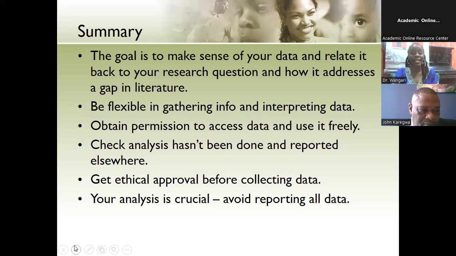Then your analysis is crucial. Avoid reporting all the data. You actually need to see the data and pick the main points. So that was just my contribution.